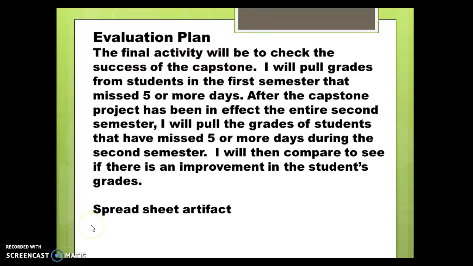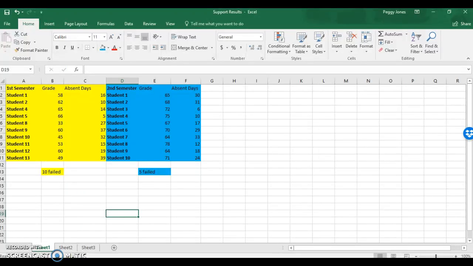Now we're going to look at the spreadsheet artifact where I've pulled the first semester and compared the second semester results. Here you see the results comparing first semester to second semester. First semester there were 10 students that missed 5 or more days, and all 10 failed. Compared to the second semester, we did have 10 who missed 5 or more days, but only 5 failed. So there was an improvement of the absentee students passing the class.